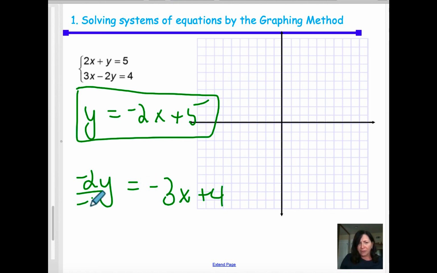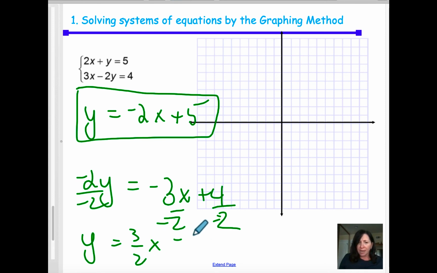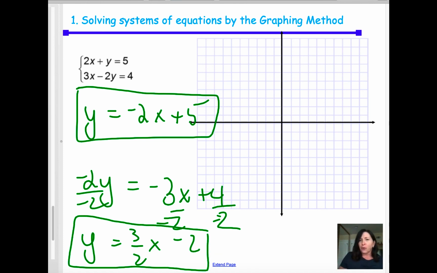And then the other one, which is one equation, I'm going to box that up. And then my other equation, negative 2y equals negative 3x plus 4. I'm going to divide everything by negative 2. And I'm going to get y is equal to 3 over 2x minus 2. So I'm going to box up my second equation. So therefore, when I'm working this out, I've got 5.